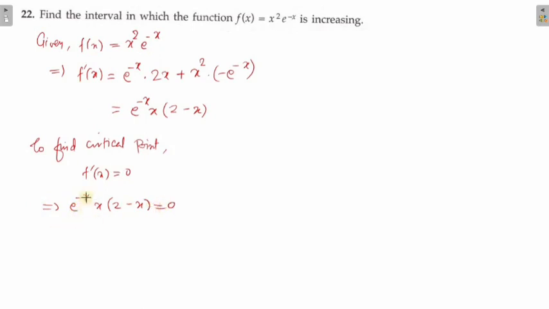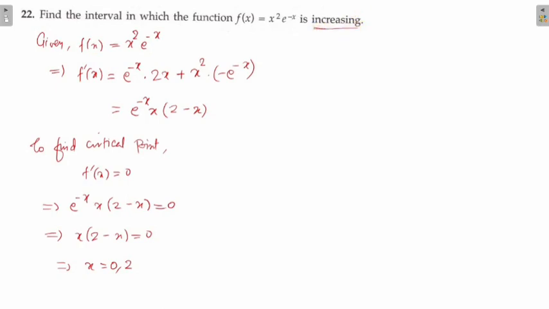Now e to the power -x can never be 0. I have told you this many number of times. Put any value for x, e to the power -x will never be 0. So from here what you get is x into 2 minus x equals 0. So it means that x is equal to 0 and x is equal to 2. So these are the 2 critical points out here. And remember, we just need to find the interval in which the function is increasing, not strictly increasing.